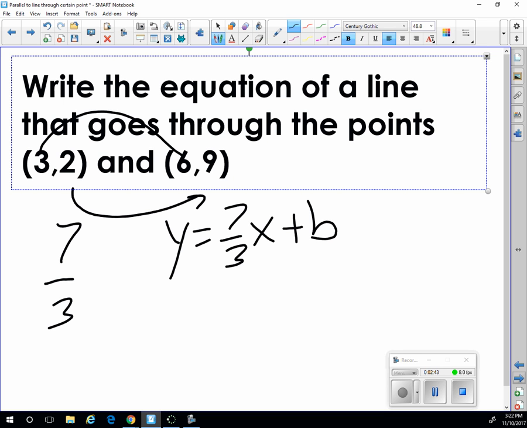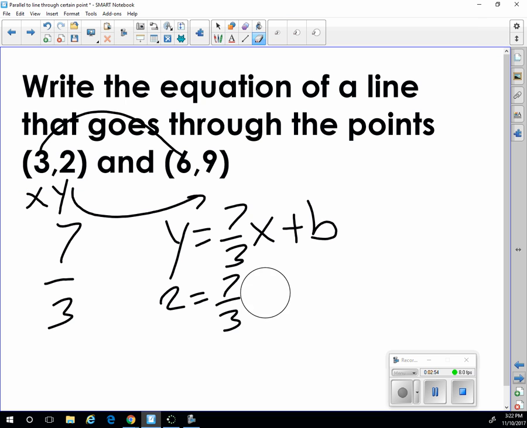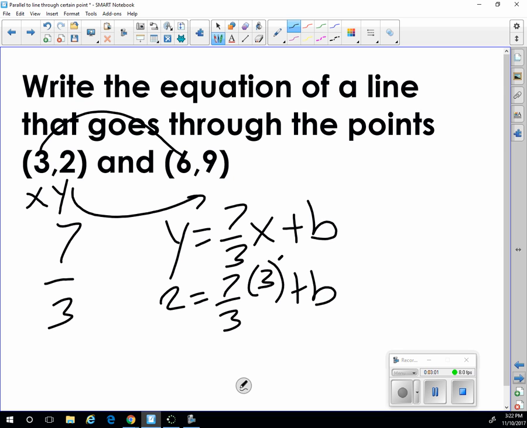But let's plug in one of those points. For example, here's our x and here's our y. So y is 2 and x is a 3, so I'll put parentheses and fill that with a 3, plus b. Well, that was a good choice because now dividing by 3 and multiplying by 3 cancel each other. So we have 2 equals 7 plus b. So we subtract the 7. 2 minus 7 is negative 5. And so b equals negative 5.